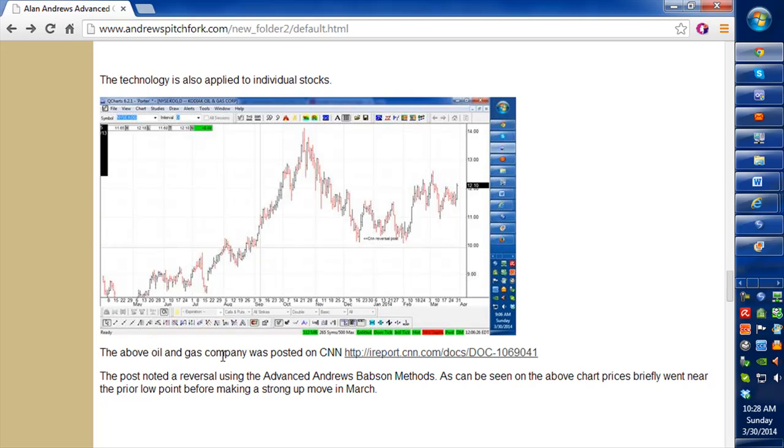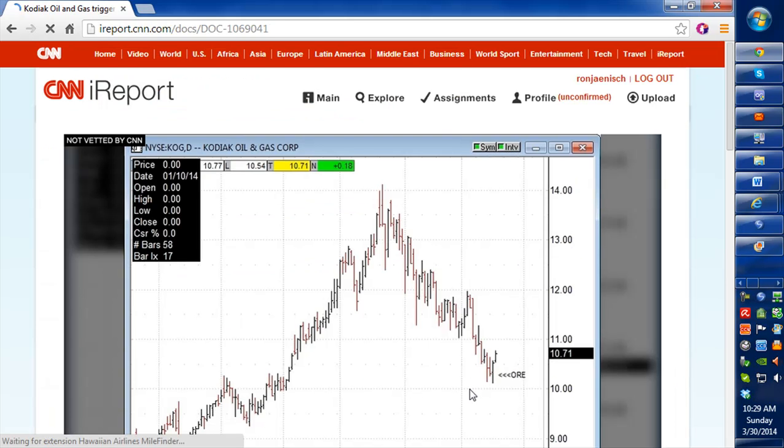Now, this technology that we're using, the advanced Andrews-Babson technology, is also applied to stocks. And above here is the gas company that was posted on CNN, when prices were over here, it was posted that this was very likely to be a very good reversal point. And as you can see with perfect 2020 hindsight, now that this time has passed, prices did come down and test these lows and now have gone up considerably. Let's take a look. There we go. This is the same stock, and this is what we were looking at right at that point in time.